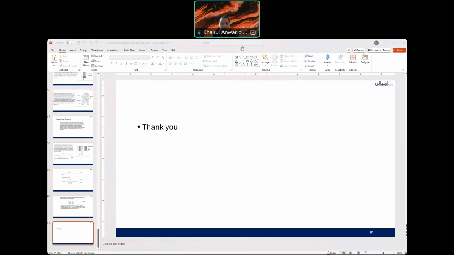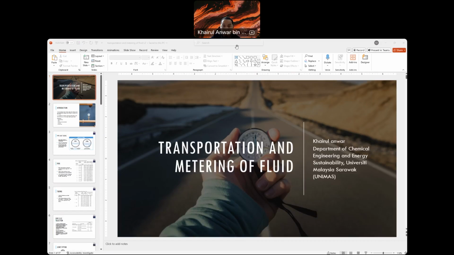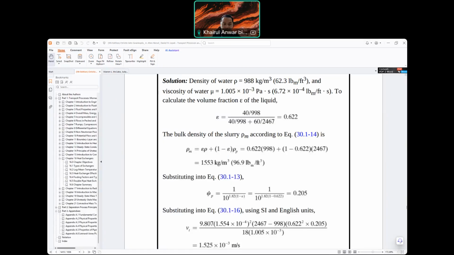Okay, next. Transportation and metering of fluid. This is based on this book.